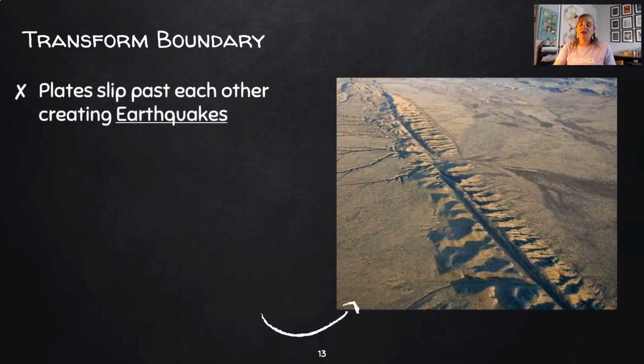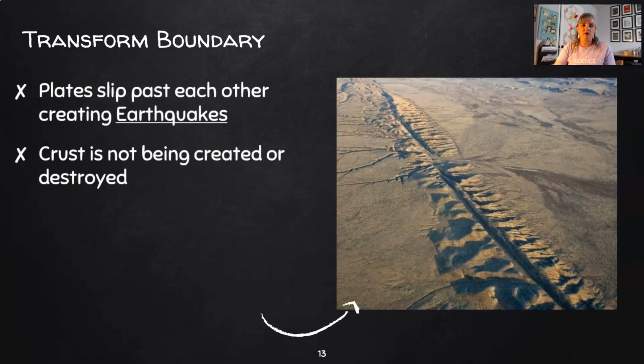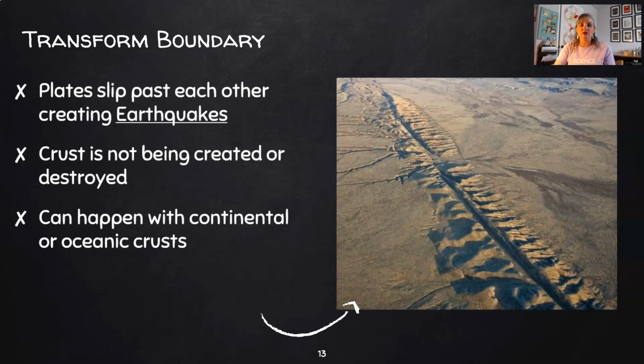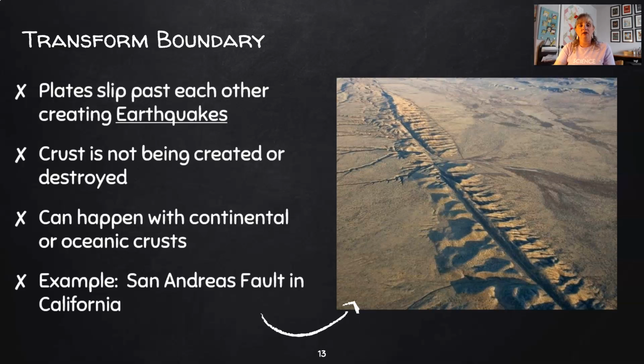This causes earthquakes. Now, earthquakes can happen in other plate boundary types, but the main one that they occur at is transform boundaries. We don't have crust being created or destroyed. It's just moving past each other. And it can happen in the ocean with oceanic crust, and it can happen on the continents with continental crust.